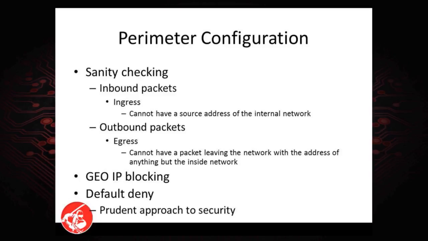Another thing a perimeter configuration can do is geo-IP blocking. They might set up geo-IP blocking and block entire countries. So we need to test that as a red team, depending on the location we're doing our red team attack from. And then finally, a perimeter configuration that's properly configured will always have a default deny, which is the prudent approach to security. That means anything I don't know, I'm going to deny it. So we have to be conscious of that when we're doing our red team hacking.